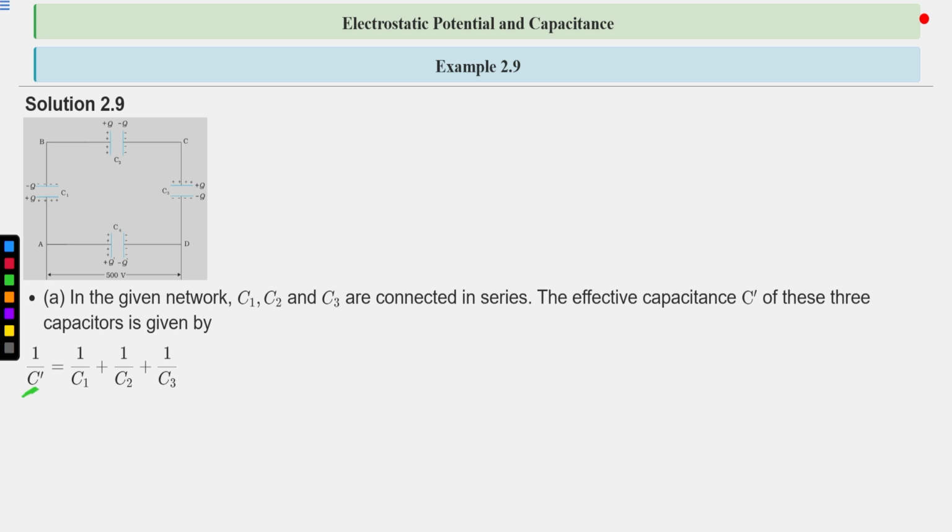Since all the capacitors are of the same capacitance, that is 10 microfarad, C1, C2, C3 are all equal to 10 microfarad. So C dash will be, after solving, 10 by 3 microfarad. So the equivalent capacitance for the series combination of these three capacitors will be equal to 10 by 3 microfarad.